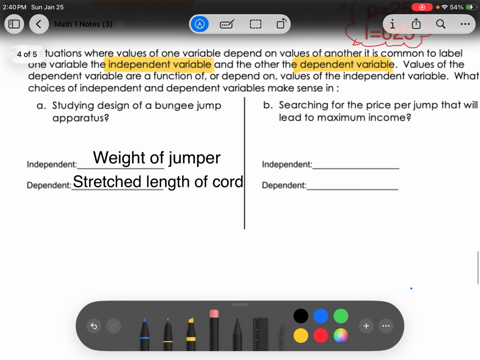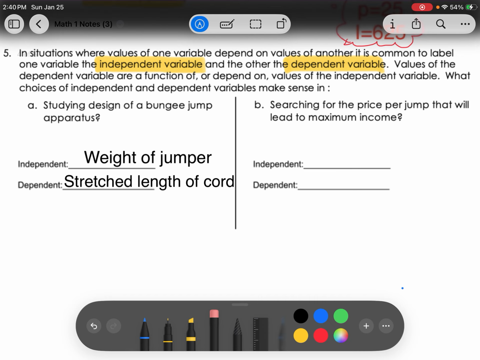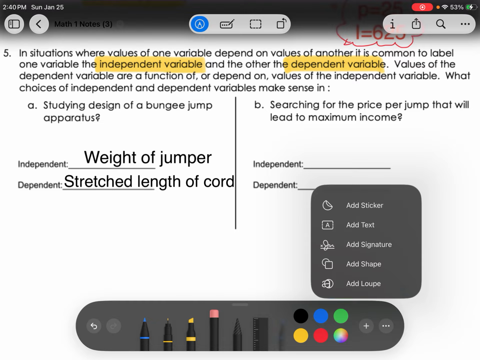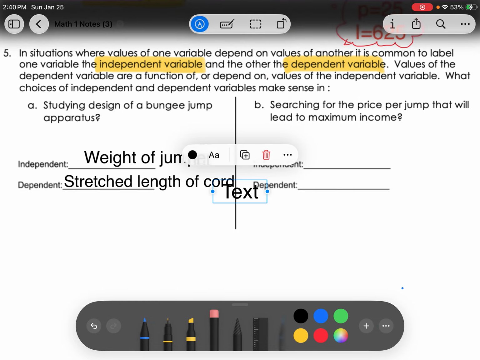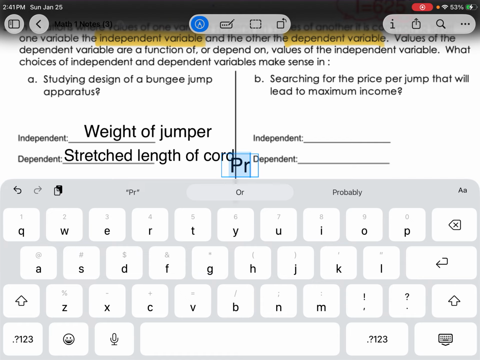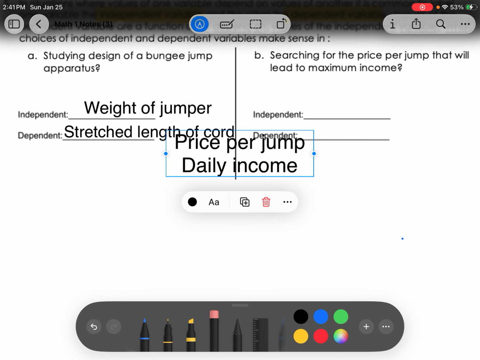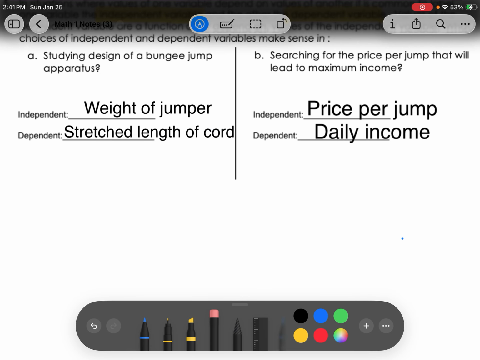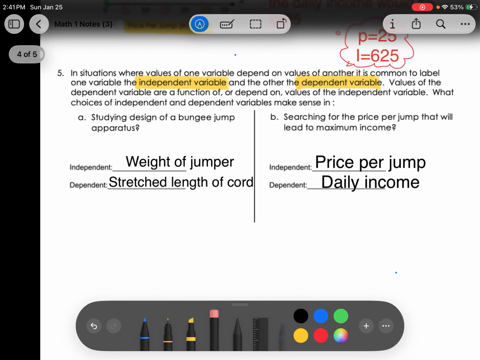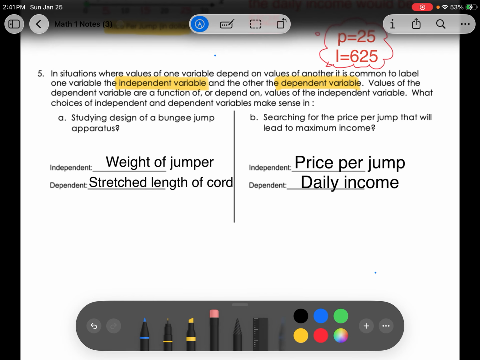And then our next part is asking us, if searching for the price per jump that will lead to the maximum income, what depends on what. So this time, our price per jump will determine our daily income. Because depending on the jump, if it's cheaper, more people are going to want to come. You know, just stating a fact.